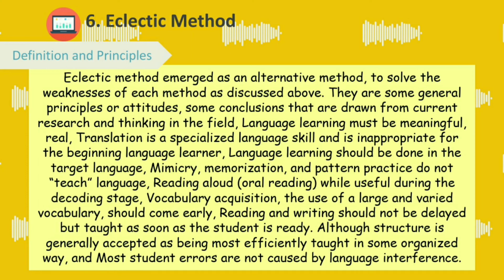Language learning should be done in the target language. Mimicry, memorization, and pattern practice do not teach language. Reading aloud or oral reading, while useful during the decoding stage, is not enough. For vocabulary acquisition, the use of a large and varied vocabulary should come early. Reading and writing should not be delayed but taught as soon as the student is ready. Although structure is generally accepted as being most efficiently taught in some organized way, most students' errors are not caused by language interference.